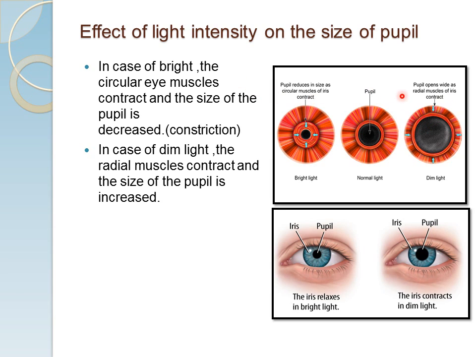So there are both circular muscles and radial muscles. When we are exposed to bright light, the circular muscles contract. And when we are exposed to dim light, the radial muscles contract, and so the pupil becomes enlarged. We can see the size of the pupil has become too large. In these two diagrams we have taken only the pupil and iris part, and here we have taken the full eye structure. Here in bright light the iris relaxes and the pupil constricts. And here the iris constricts and the pupil dilates. So this is the effect of light intensity on the size of the pupil.